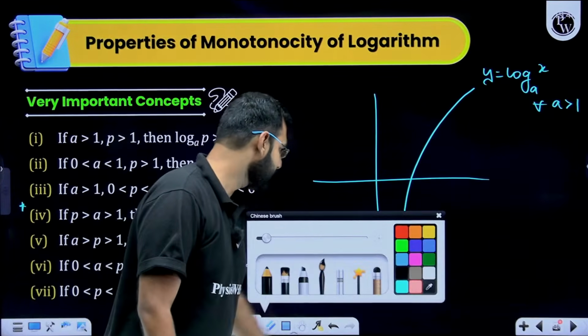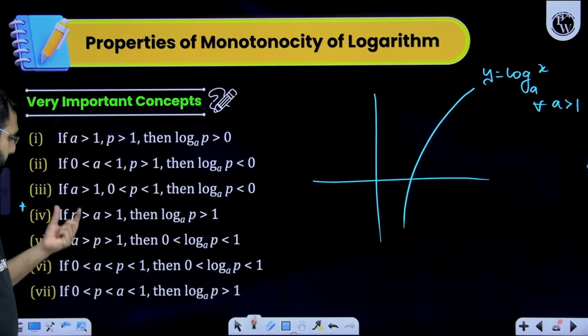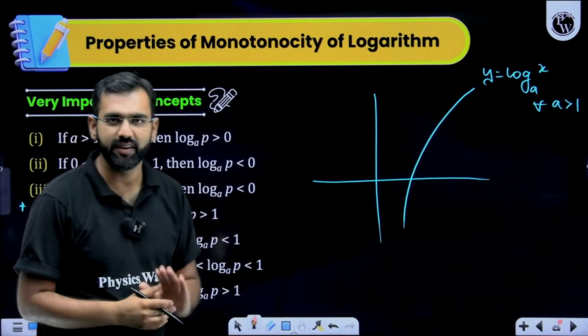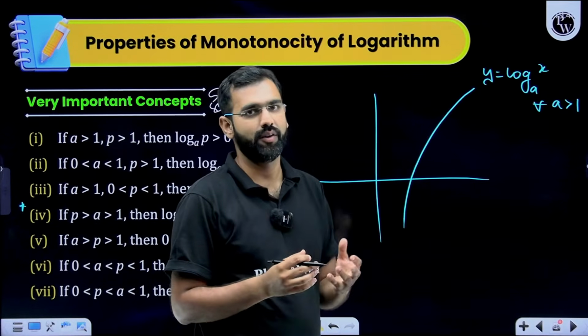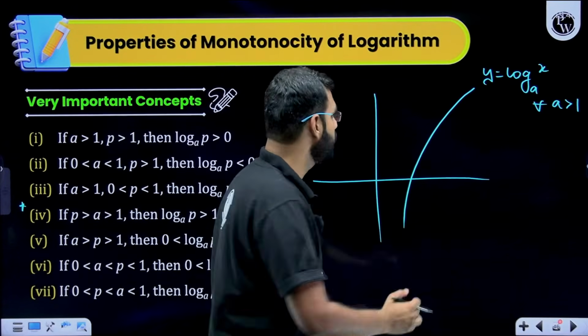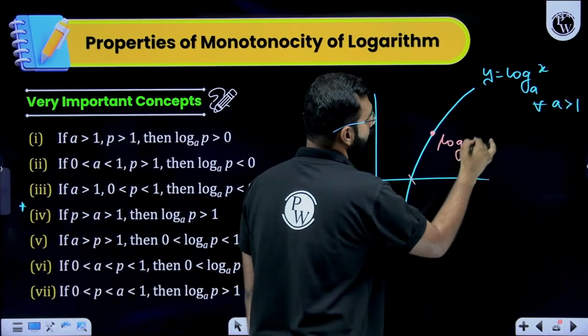Now, what are they saying? They are telling you that, sir, p is greater than a is greater than 1. So p is greater than a. Now, a is greater than 1. So if a is greater than 1, you take any value, let's say 1.5. So p is greater than 1.5, which means p will be on the right of this. Let's say p is here, which means this will be log of p.